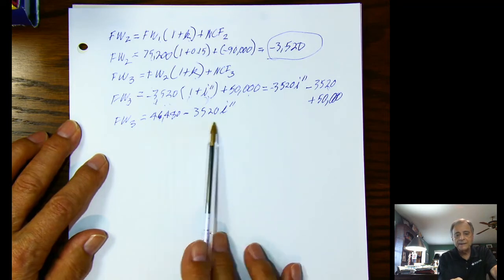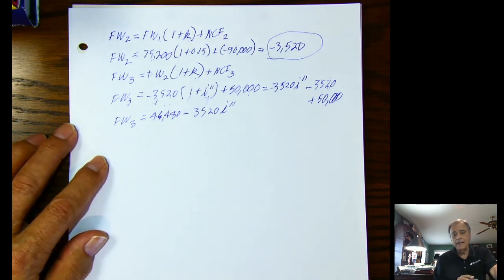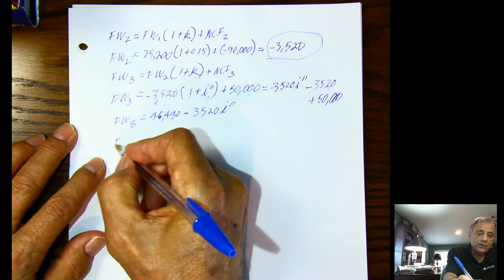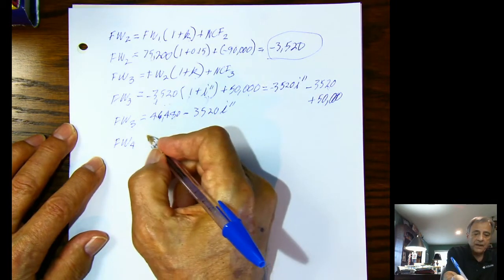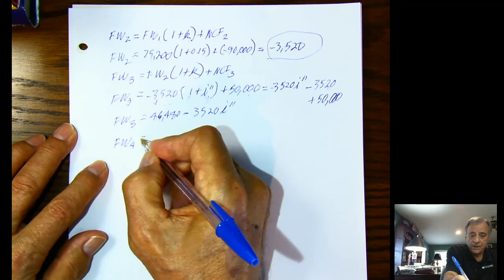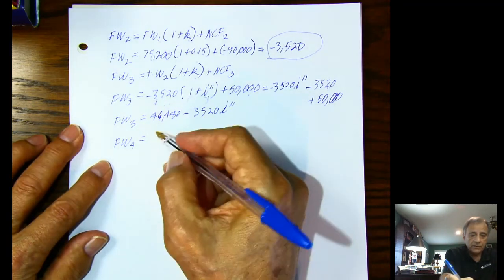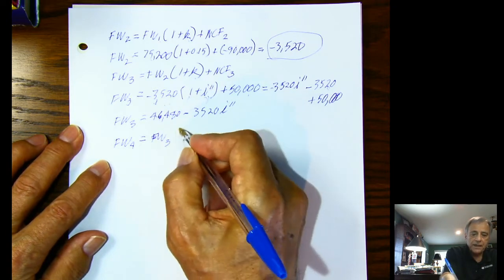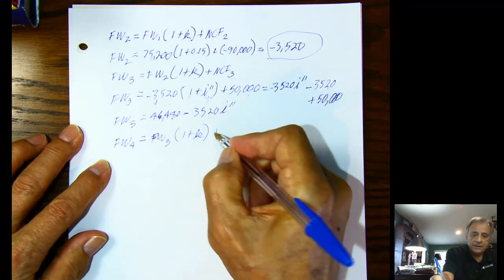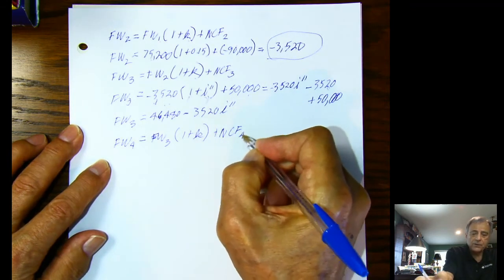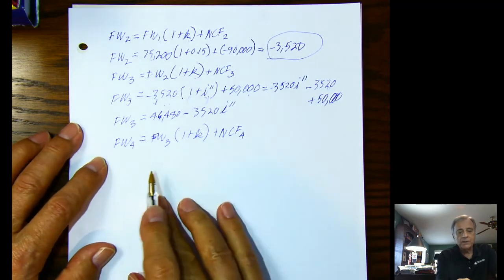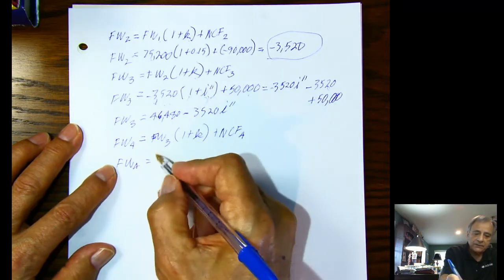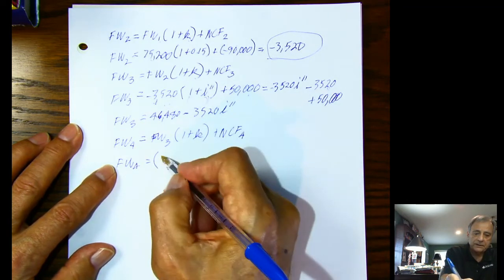This is not likely to be a negative number, the sum of these two. So we're going to say the future worth at time 4, and remember we're going to set that equal to 0, equals the future worth at time 3 times 1 plus k plus the net cash flow at time 4. Well, the future worth at time 3, we're going to assume that that is a positive number because it certainly looks like it will.